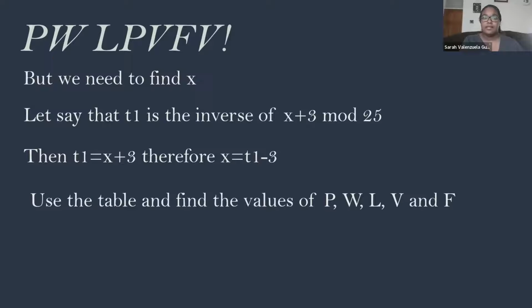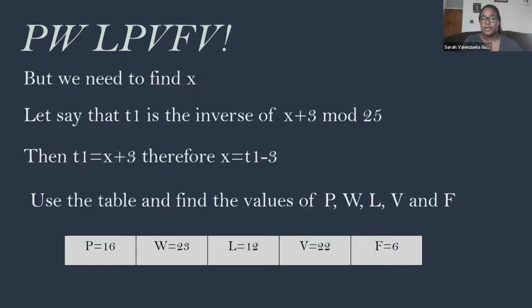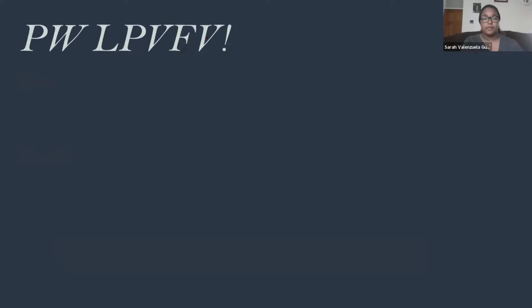So using the table, let's get our values for P, W, L, V, and F. So recall the table, and we get P equals 16, W equals 23, L equals 12, V equals 22, and F equals 6. Then we just have a little reminder here. And let's go ahead and calculate the first one.